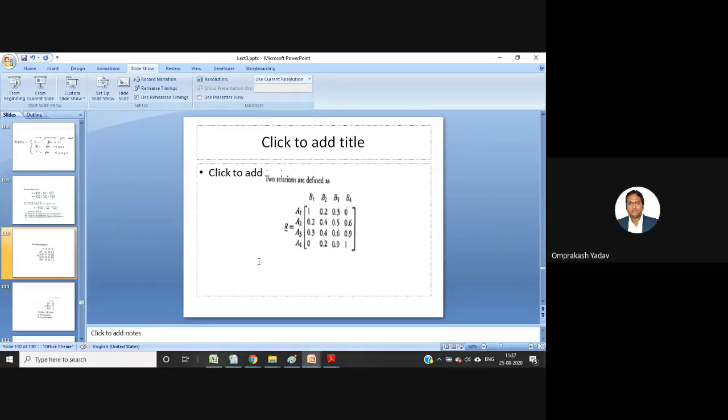Okay. Write this problem. Two relations are defined as R, given rows A1, A2, A3, A4 and columns B1, B2, B3, B4.